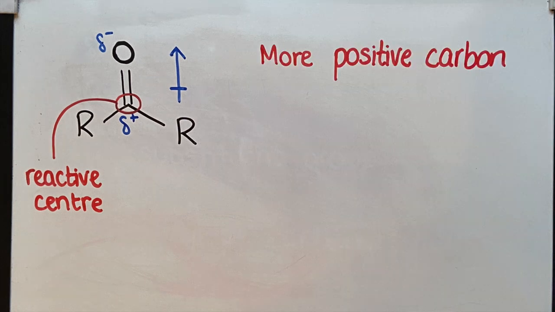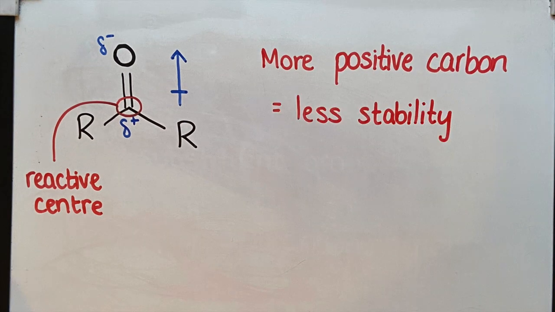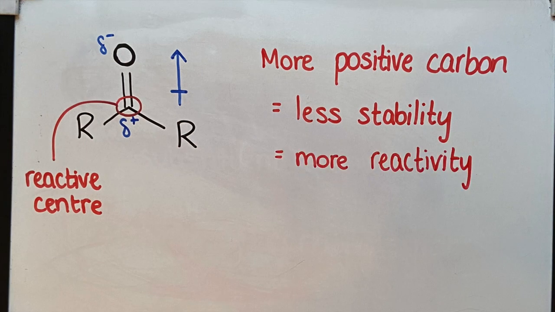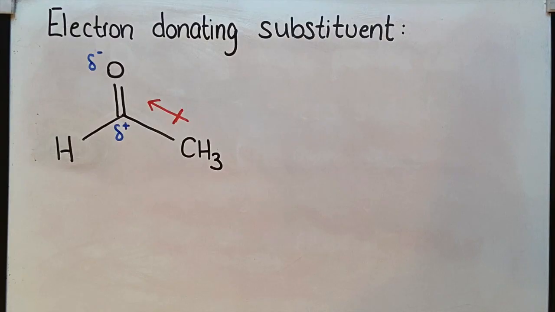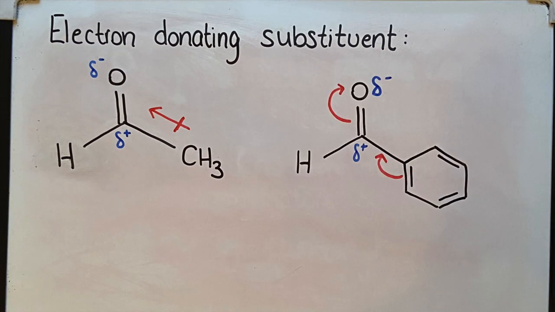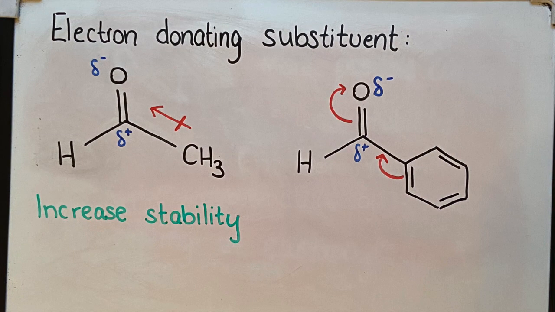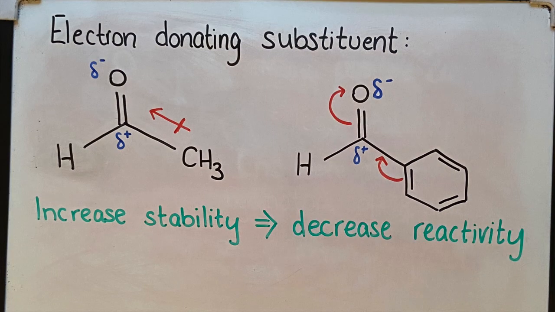The more positive this carbon atom, the less stable the compound and the more reactive the carbonyl group. The extent of the positive charge experienced by the carbon atom can be influenced by the nature of the substituent groups. An electron-donating substituent, such as the inductively donating methyl group or a mesomerically donating benzene group, will push electron density onto the carbon and reduce its positive charge. This increases the stability of the compound and as a result decreases its reactivity.